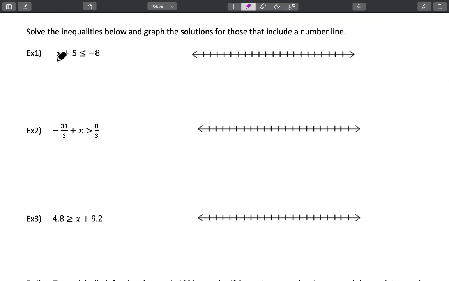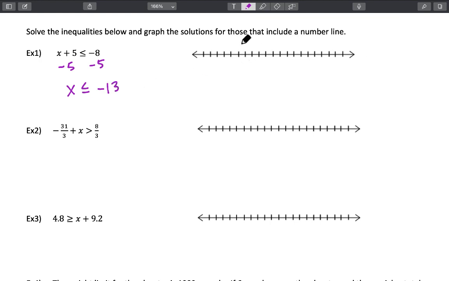So here we have some number plus 5 is less than or equal to -8. Simply going to subtract 5 from both sides, using that inverse operation of addition to move that 5 across the inequality. And that leaves us with x is less than or equal to -13.